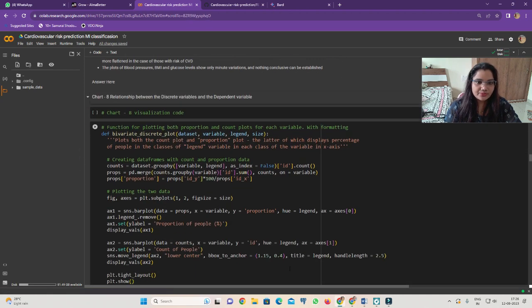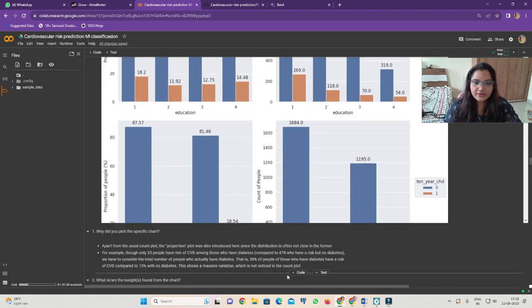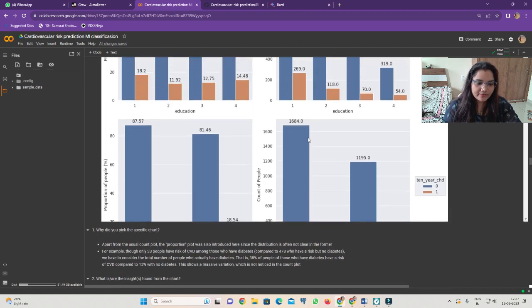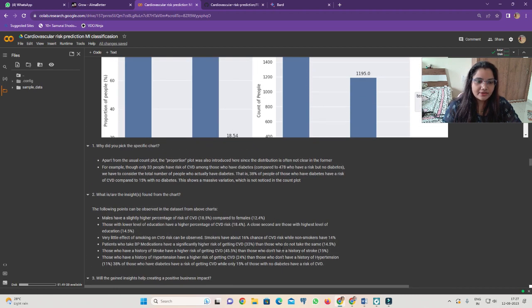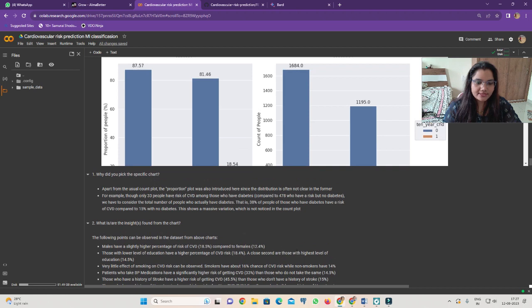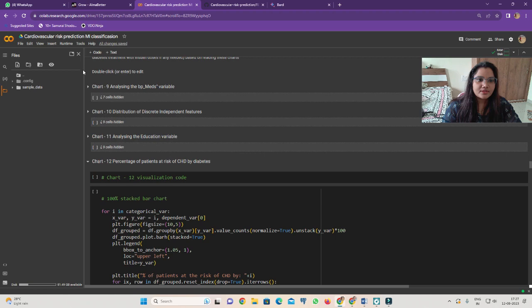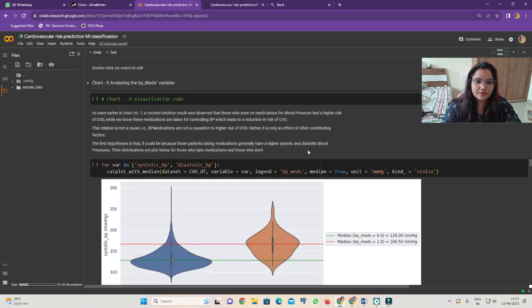Next we see the relationship between discrete variables and the dependent variable. Here we can see that males have a slightly higher percentage of CVD, 18.5%, compared to females. Those with a lower level of education have a higher percentage of CVD, 18.4%. A close second are those with the highest level of education, at 14.5%. A very little effect of smoking on CVD risk can be observed. Smokers have about a 16% chance of CVD risk, while non-smokers have 14%. So next we are analyzing the BP meds.